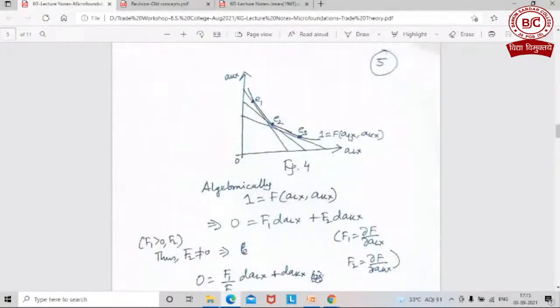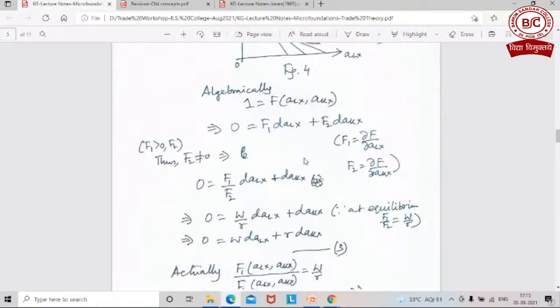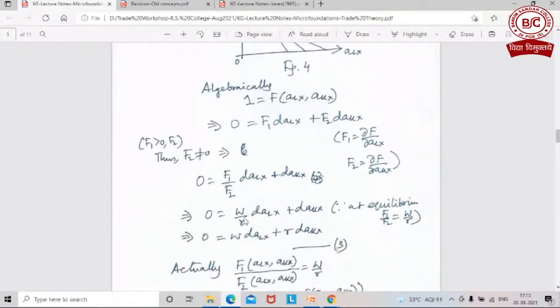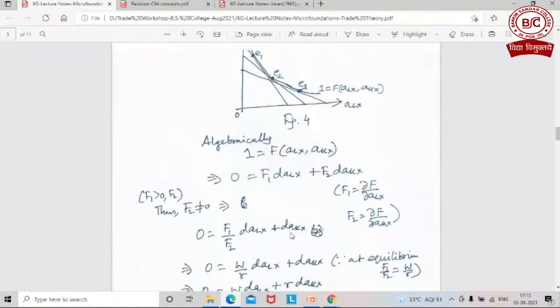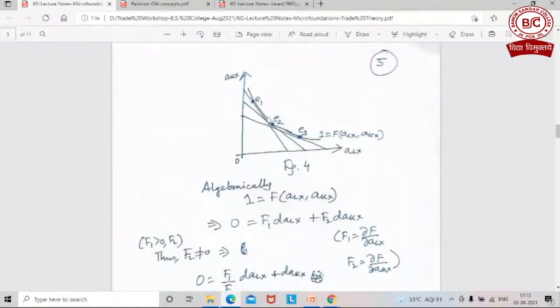This 1 equal to F(ALx, AKx) is the unit isoquant. Now it covers so many points of tangency, isn't it? Yes. It covers so many points of tangency. So this is an envelope of isoquants. This one isoquant, unit isoquant. You agree? Now all these points satisfy the equation F1 by F2 equal to W by R, as I have said here. So I can replace F1 by F2 by W divided by R, and I can write it in this way. So this condition actually implies the tangency condition. The slope of the unit isoquant is equal to the slope of the isoquant at the point of tangency.